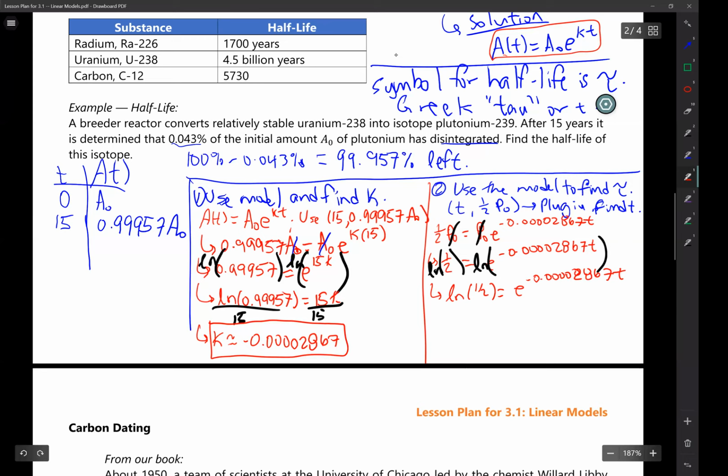Oh no, I messed that up. Sorry. We took ln, so we get ln 1/2 is equal to negative 0.00002867 t. Okay, and the last thing is just divide by that. I did that earlier to save time, and I find out that T, which is like tau here, roughly equals 24,180 years.